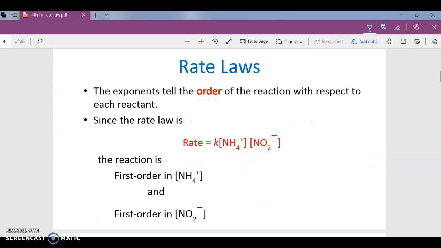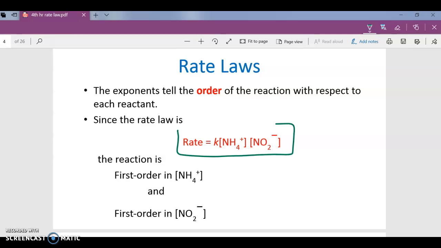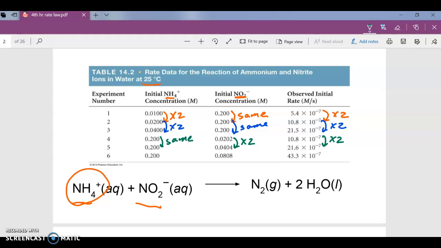Let's get through some vocabulary. So the rate law for this first thing we're looking at looks like this. So notice what we got, NH4 and NO2. Those are the two substances from this beginning thing, NH4 and NO2.